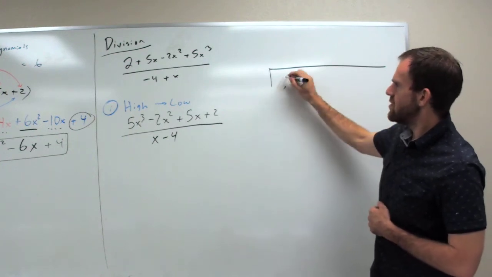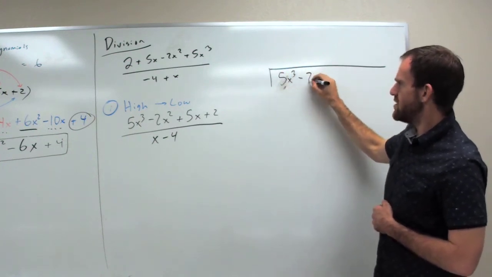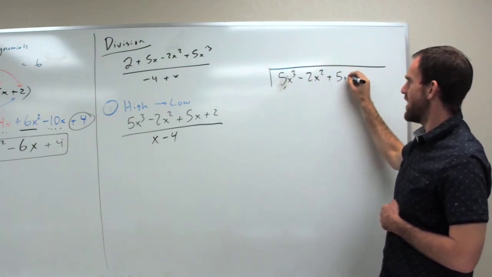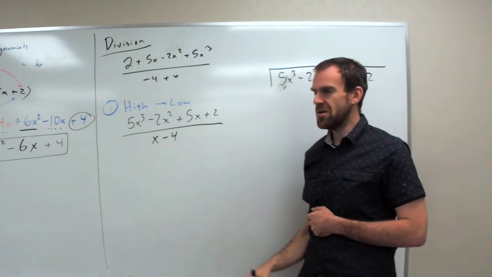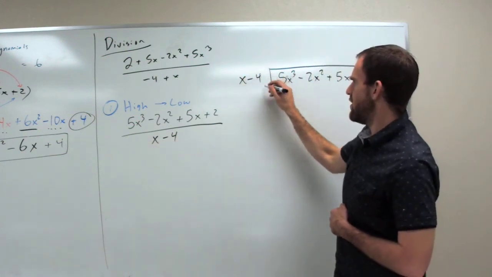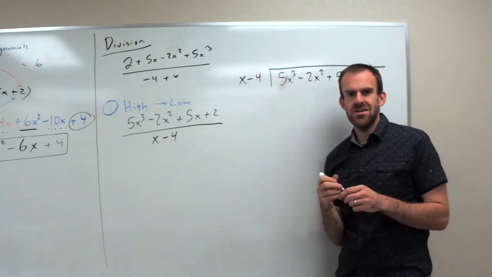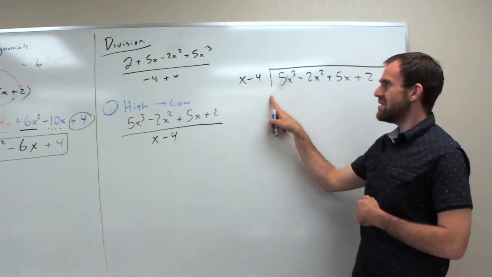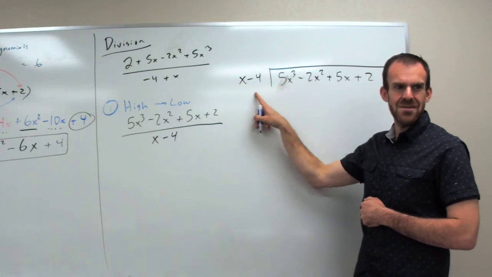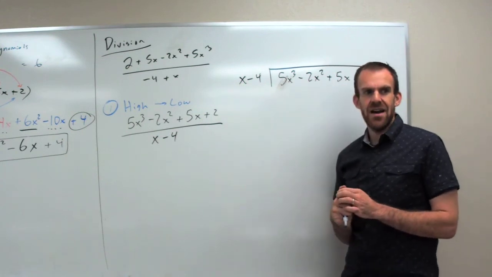That's wrong. So we have 5x cubed minus 2x squared plus 5x plus 2. The polynomial on the bottom goes outside. Now here's what you're asking yourself. Just with normal division, you would say, what is this number divided by that number? Or how many times does x go into 5x cubed?